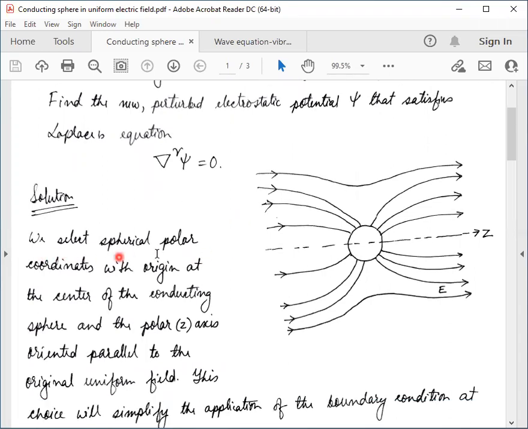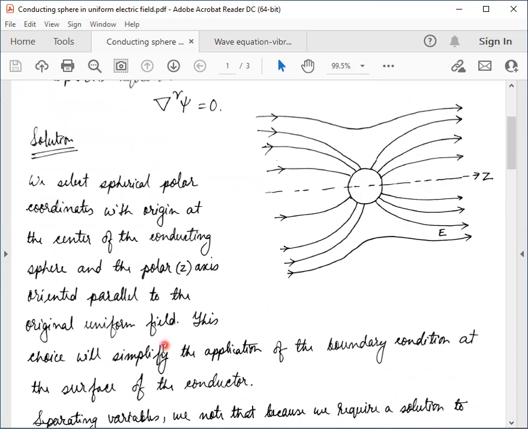So we select spherical polar coordinates with origin at the center of the conducting sphere. So at the center of this conducting sphere lies our origin of the coordinate system. And the z-axis is oriented parallel to the original uniform field. The original uniform field was directed from the left towards the right, so that direction we have taken as the direction of the z-axis. And this choice will simplify the application of the boundary condition at the surface of the conductor.